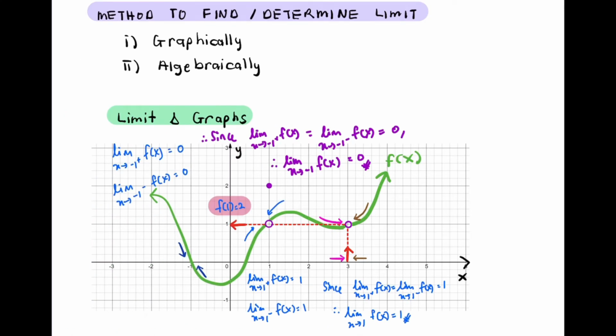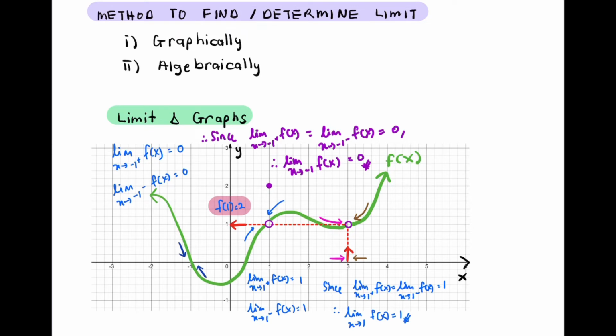Next, let us try to find out what is the limit of f(x) as x approaches 1. You can see here that this is the point of 1. So let's check the one-sided limits. The limit of f(x) as x approaches 1 from the right is equal to 1. And the limit of f(x) as x approaches 1 from the left is also equal to 1. Therefore, we can conclude that the limit of f(x) as x approaches 1 is equal to 1.